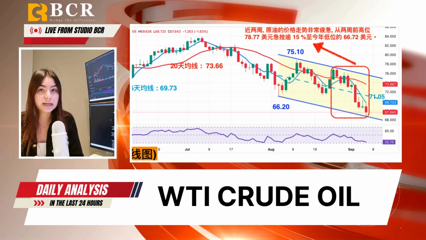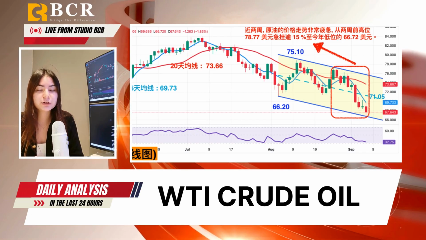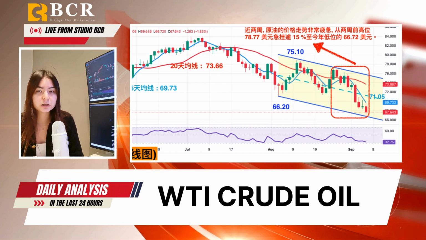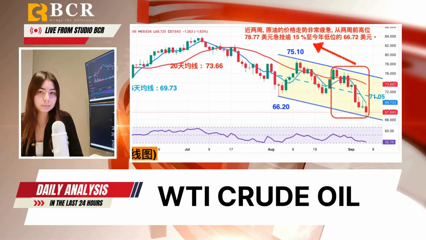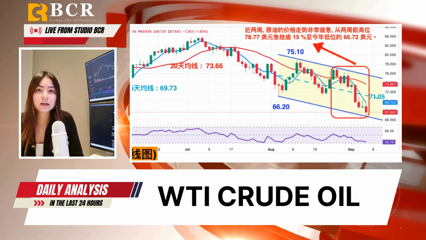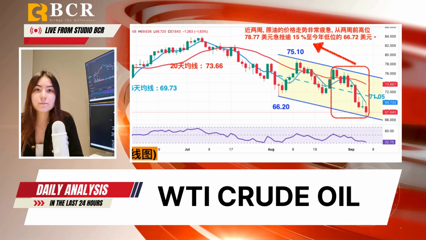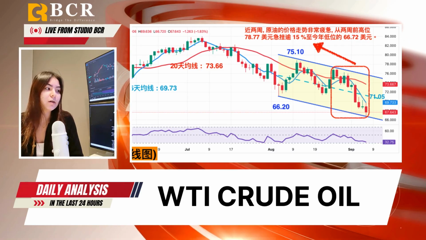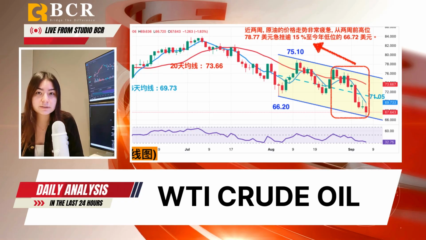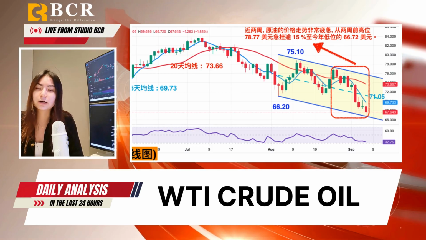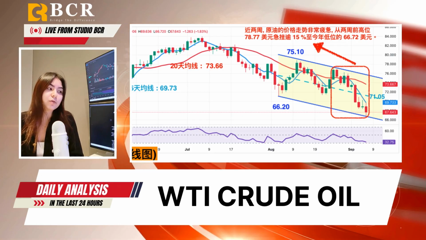China's weak economic data, including the Manufacturing PMI, contributed to the drop. However, positive signals from OPEC Plus could provide some support. Over the past 2 weeks, the crude oil prices have fallen more than 15%, from a high of 78.77 to 66.72. Technically, the prices may dip slightly more before finding support for a rebound.